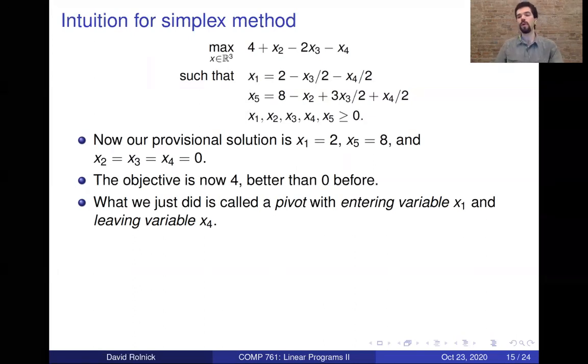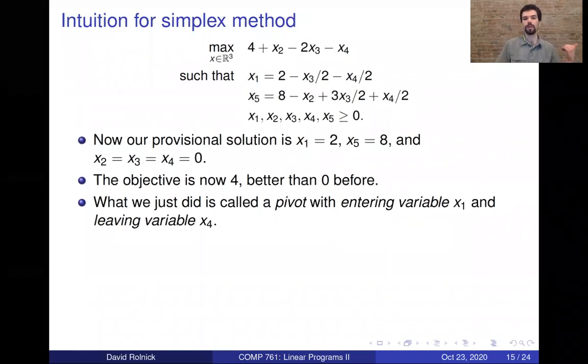Are leaving variables always on the right-hand side? Yeah, the leaving variables are going to end up on the right-hand side. They move from the left-hand side to the right-hand side, and the entering variables move from the right-hand side to the left-hand side. You're always swapping one from each side. It just makes it easier for us to keep track of them.